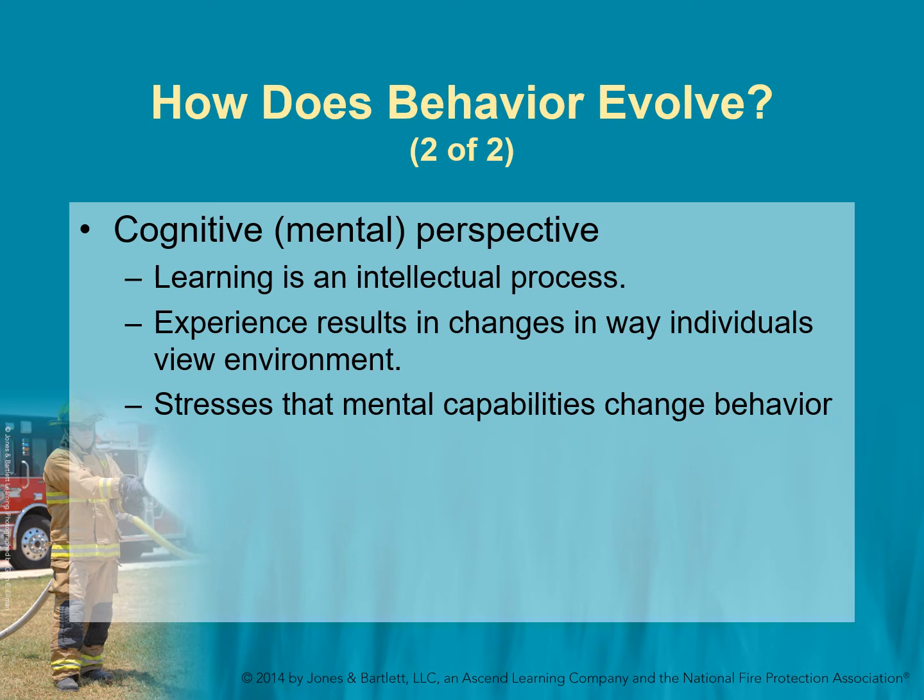From a cognitive and mental perspective, learning is an intellectual process, and that comes from reading the text, reading the material, picking up on written material. Then our experience results in changes in the way individuals view the environment, and it stresses that mental capabilities change the behavior. So again, we take that with the hands-on, with the five senses, we put all of these things together, and these are the things that change our behavior.